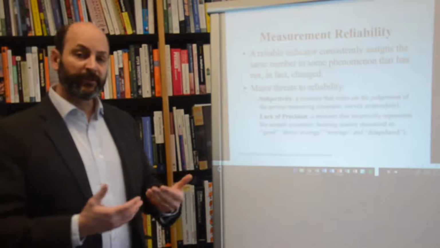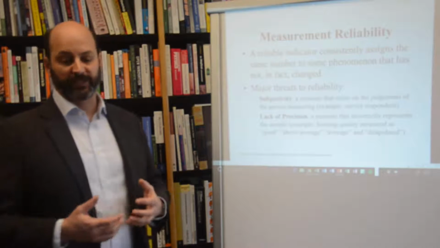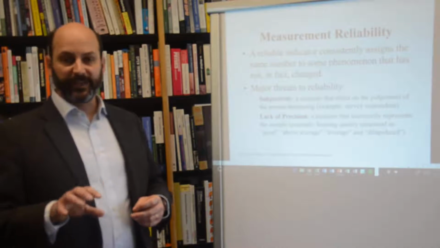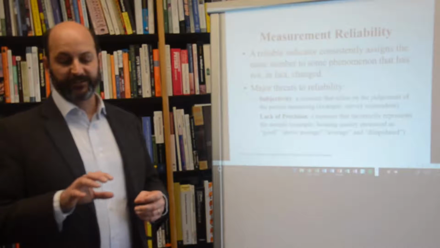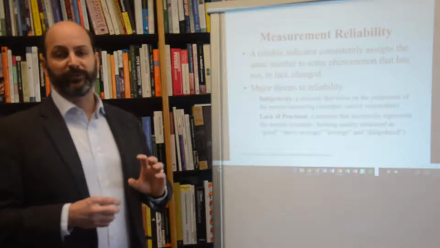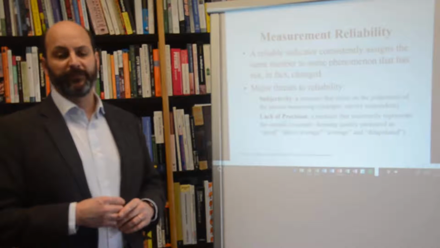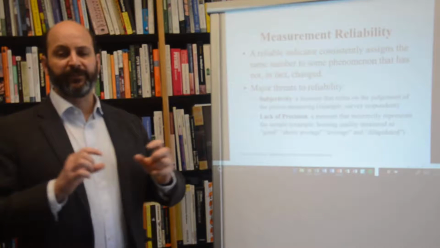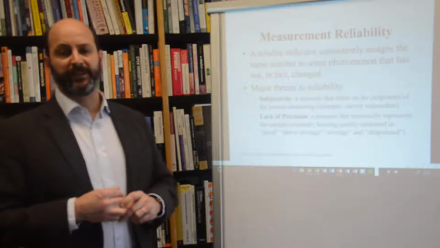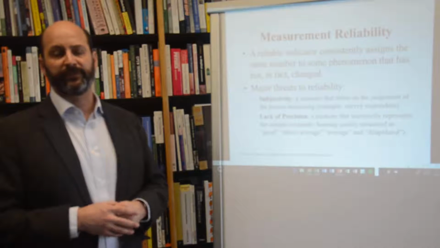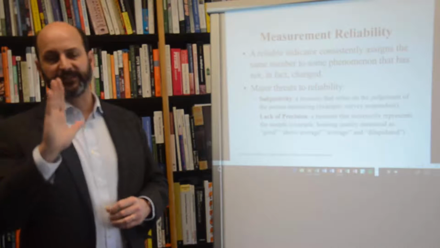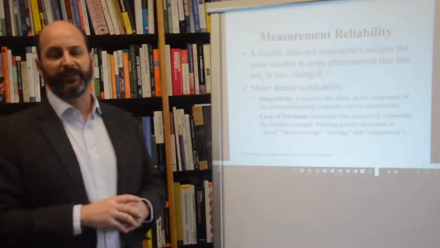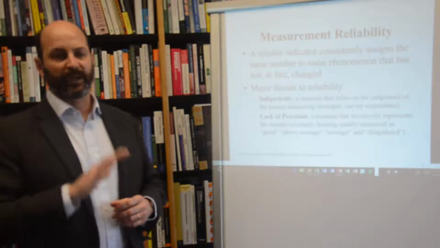All right, another part of measurement besides validity is reliability. A reliable indicator consistently assigns the same number to some phenomenon that has not in fact changed. So if we want to look at the number of cars that are passing an intersection, for example, and we have people who are changing in their measurement of that, well, it's not a very reliable indicator to use people who walk by the side of that interchange. We have to have some kind of a constant, non-changing way of knowing that the count of cars in that area is reliable.